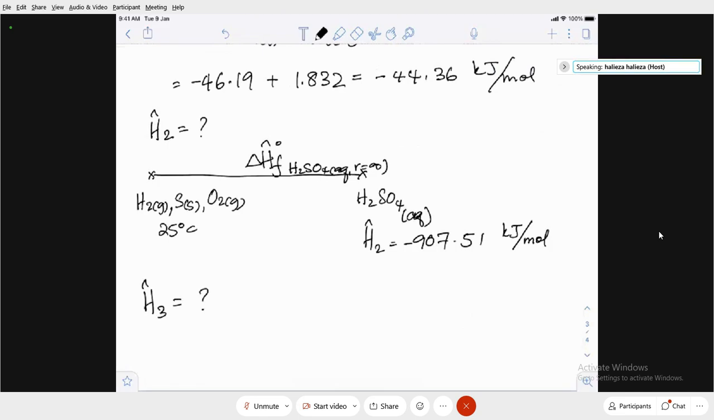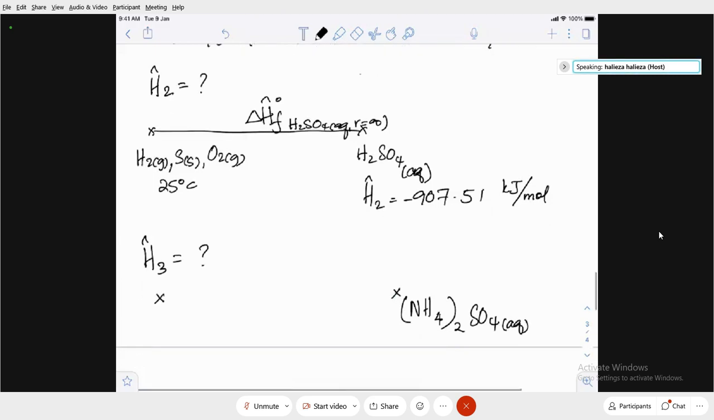H3 is the product. So in order to form your product, ammonia sulfate, aqueous, that is your product. So we're going to start from, this is at 25 degrees C. This is also at 25 degrees C.